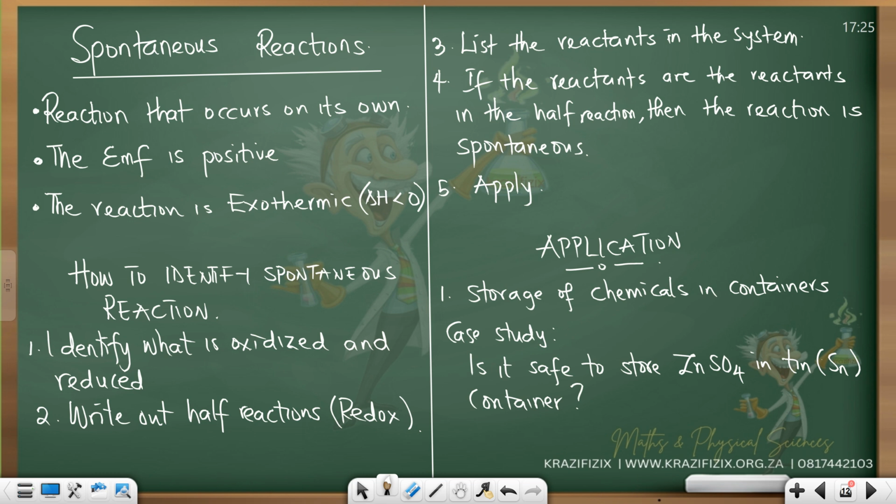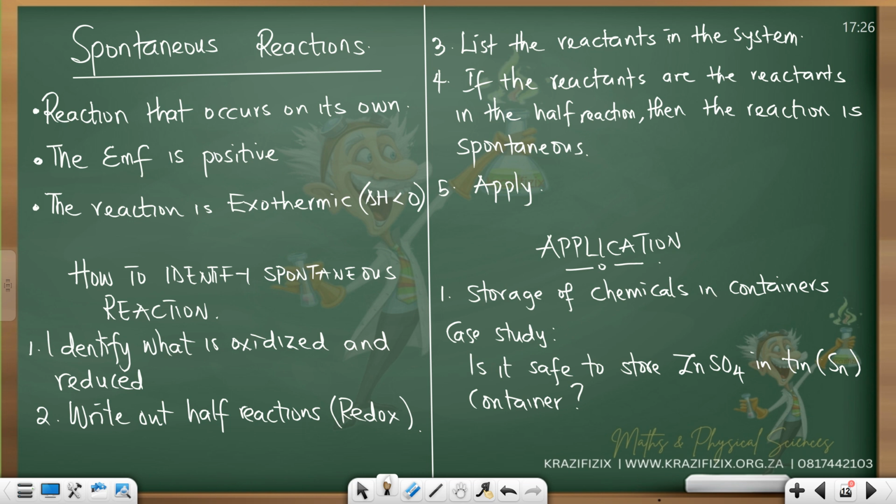So I'm in the lab. I want to learn how to store my containers and my chemicals. Now I have zinc sulfate. Where should I store it? Should I store it in a container made of tin or not? I need to do electrochemistry to find out. Yeah, that's one of the ways.